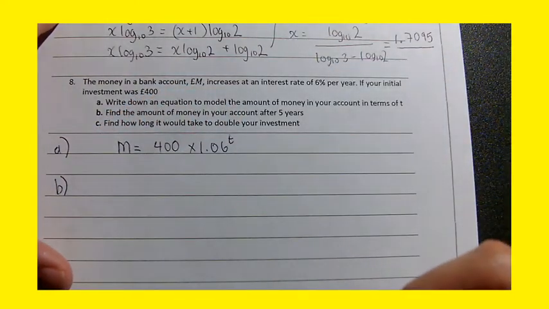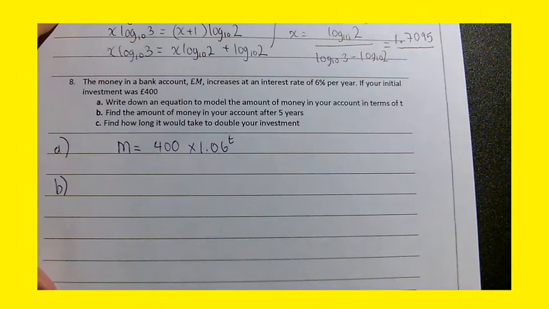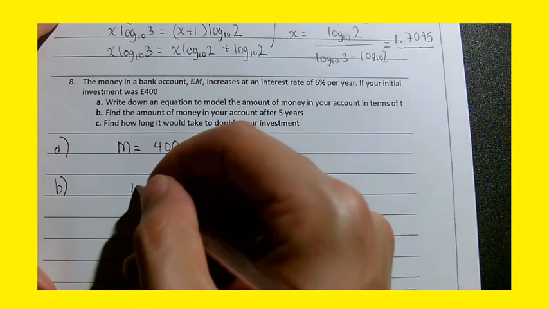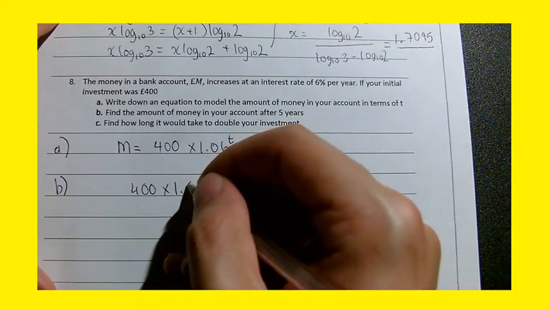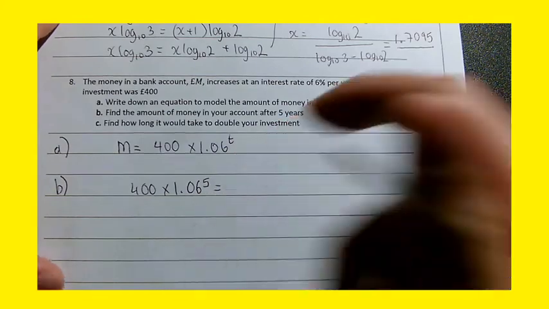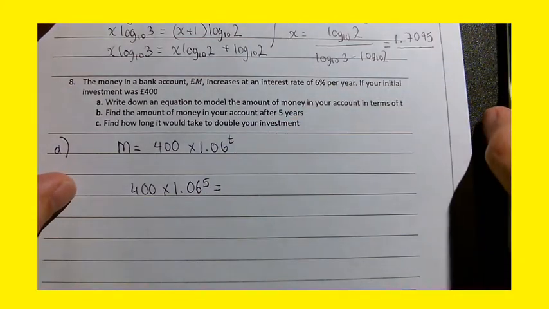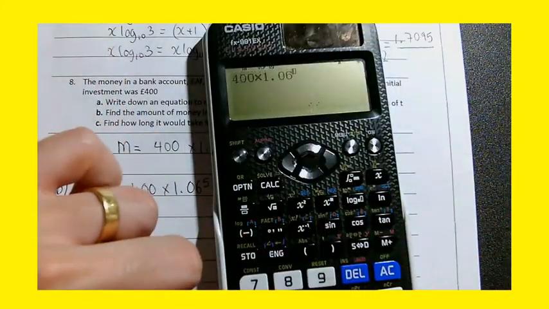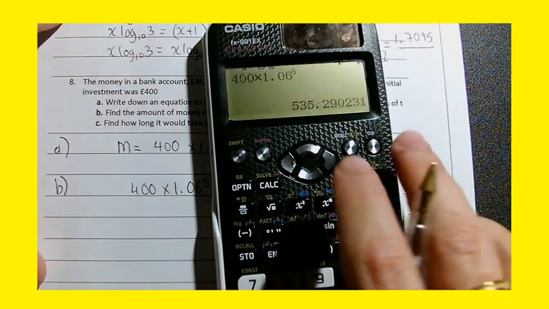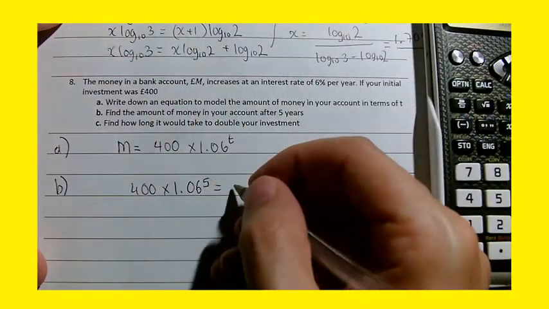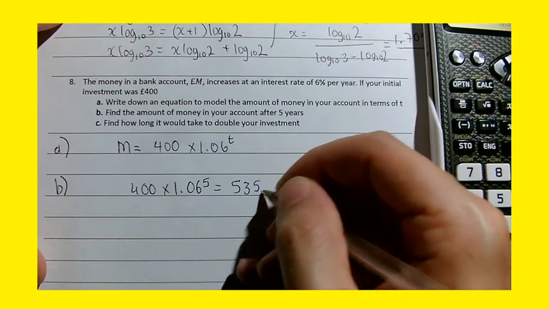Part B, find the amount of money in your account after 5 years. So when t equals 5, you get £535 and 30p.